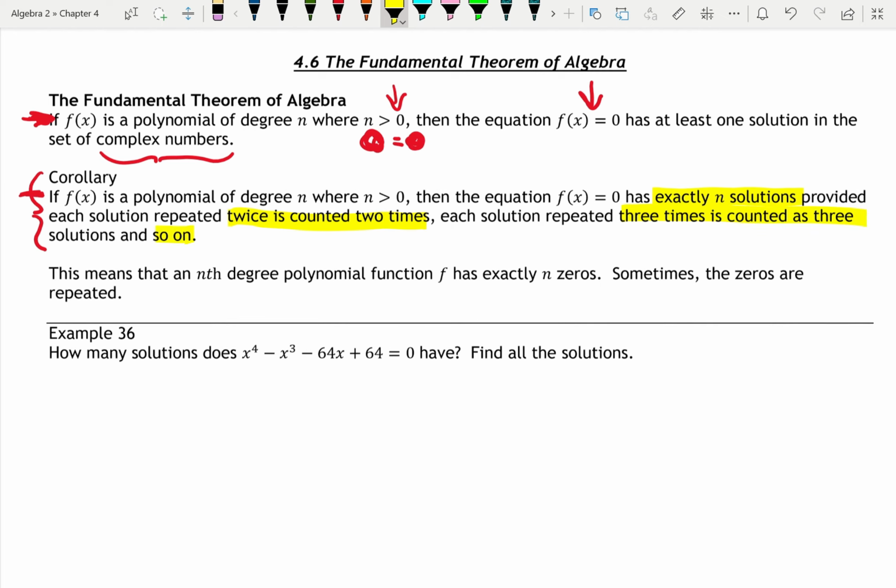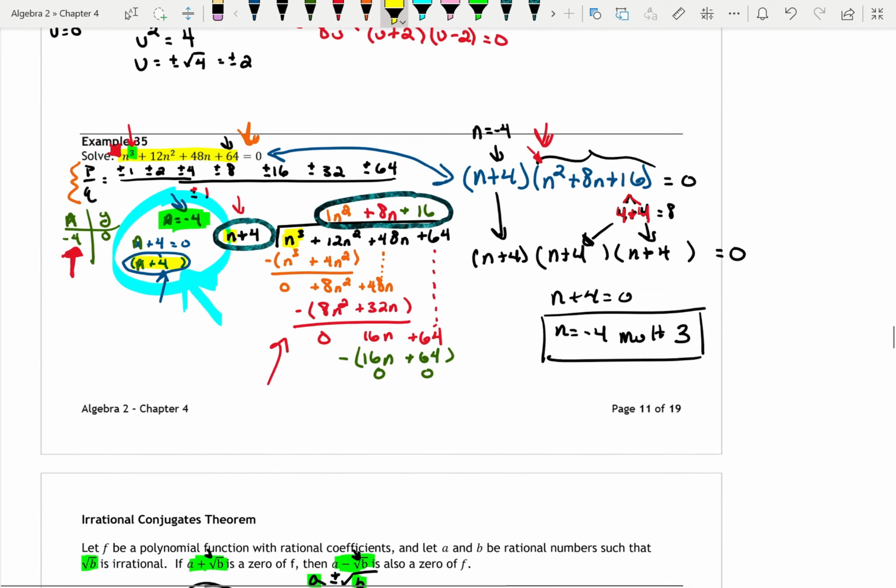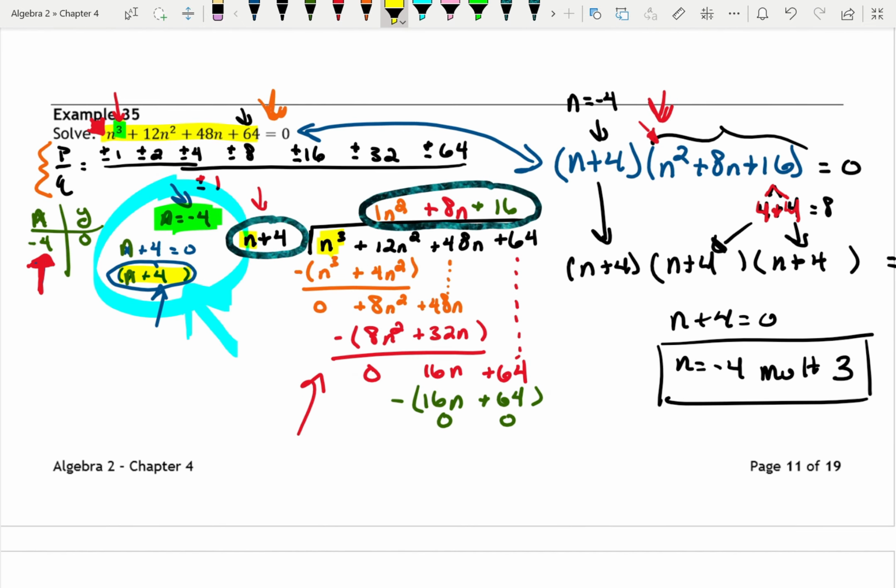So, in our last problem, that one that I was talking about earlier, this one right here, number 35, we started off looking for 3 solutions because we had an n cubed. And then we ended up saying, well, we have a multiplicity of 3. That's us counting the solution 3 times, so it has 3 solutions.